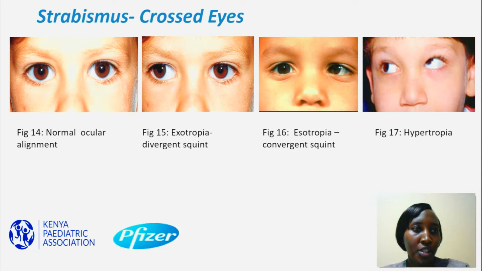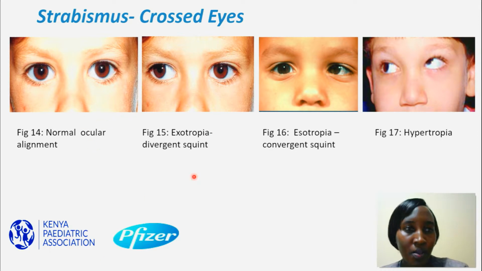Our next condition is strabismus. Strabismus mainly means crossed eyes or malalignment of the eyes. In normal circumstances, we have the eyes having symmetrical alignment, as shown in figure 14, where the reflexes on the cornea are central. Like in figure 14, you have the reflex there, and the reflex in the left eye, they are quite central, and the eyes are straight.